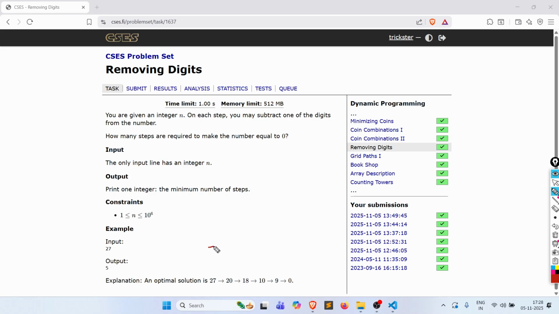27, right? So we are first of all subtracting 7, then we are subtracting 2, then 8, then 1 and then 9, right? So let's try to see how we will solve it using recursion.